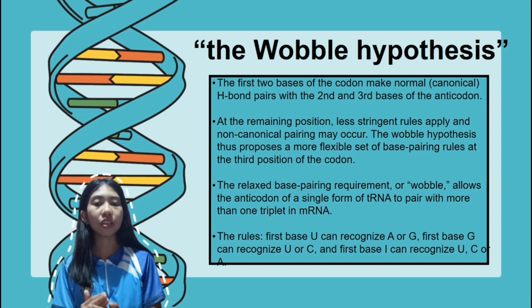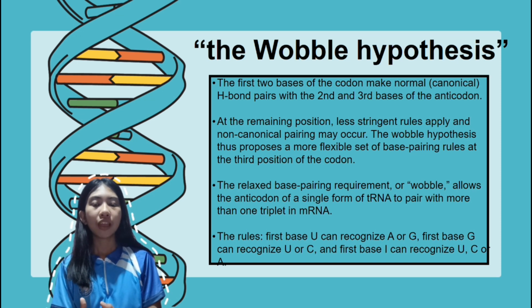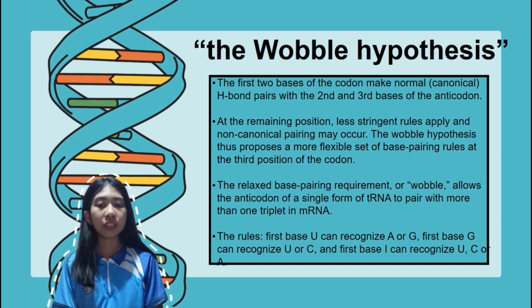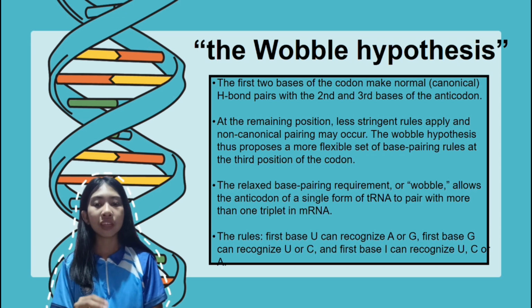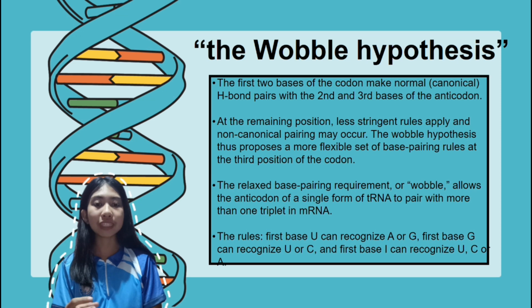The wobble hypothesis thus proposes a more flexible set of base pairing rules at the third position of the codon. The third hypothesis, the relaxed base pairing requirement or wobble, allows the anticodon of a single form of transfer RNA to pair with more than one triplet in messenger RNA. The rules: first base U can recognize A or G. First base G can recognize U or C. And first base I can recognize U, C, or A.